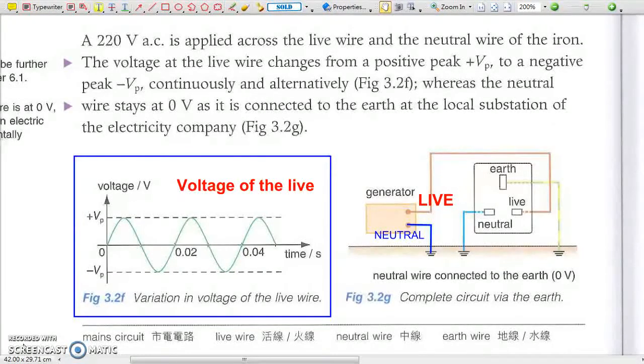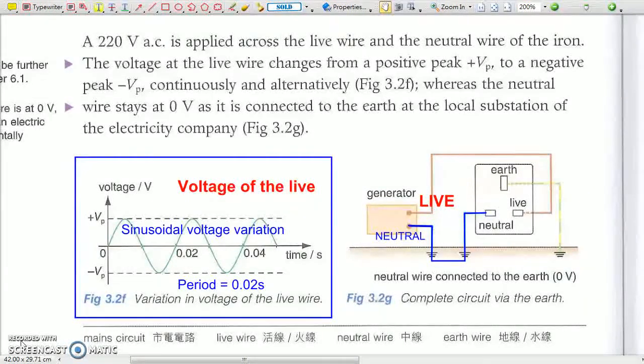So why is the neutral earthed at the power plant side? Because the earth may provide a path to complete the circuit. The current driven by the mains is a sinusoidal current. It has a frequency of 50 Hz and a period of 0.02 seconds. In this way, the current changes its direction 100 times per second.